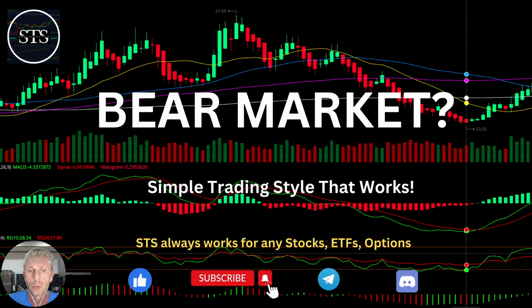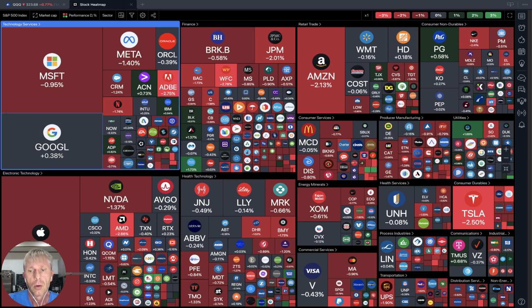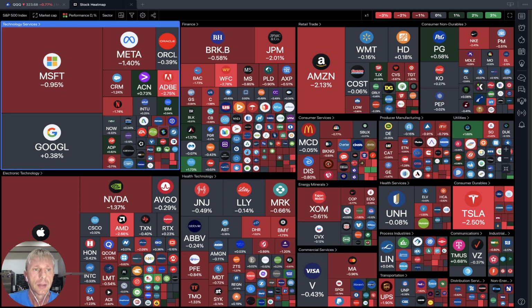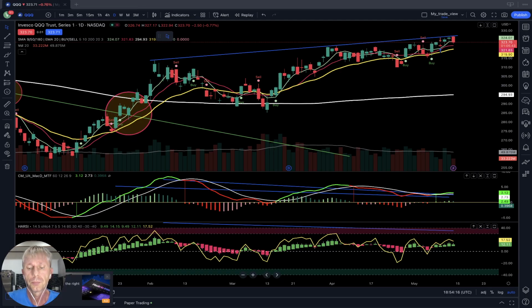Let's move to TradingView. TradingView heat map, all red, all sectors red. Nice red bearish trend.